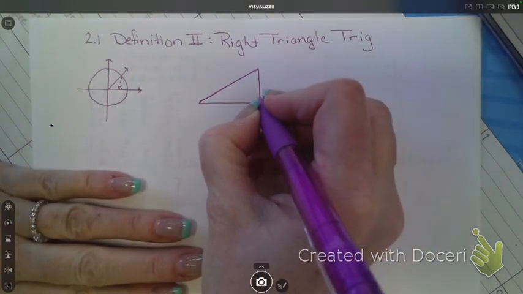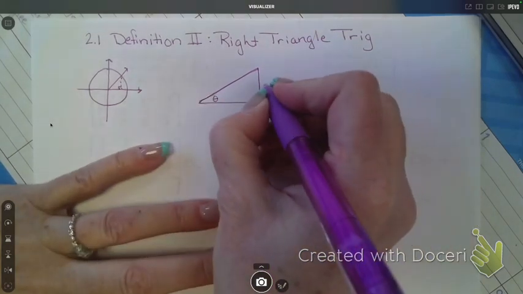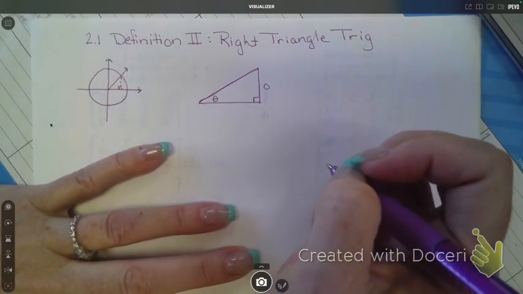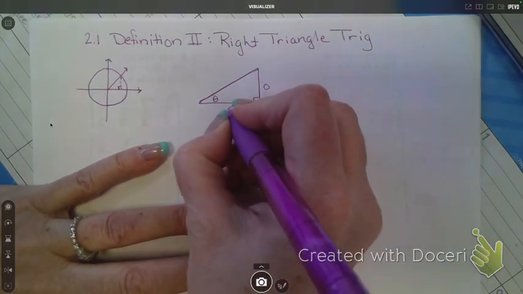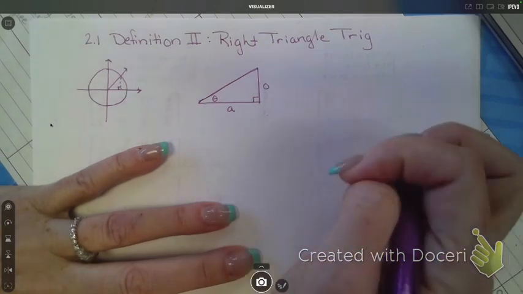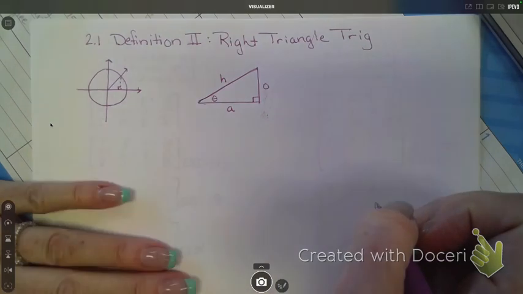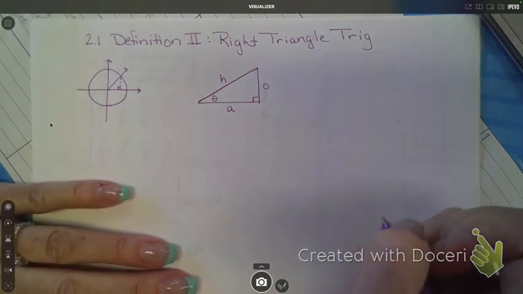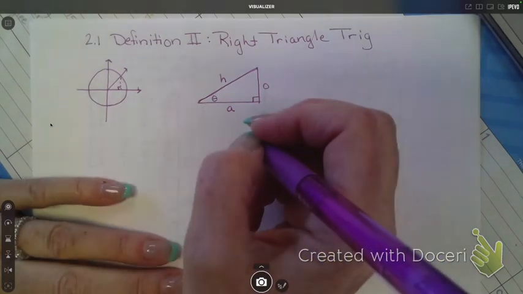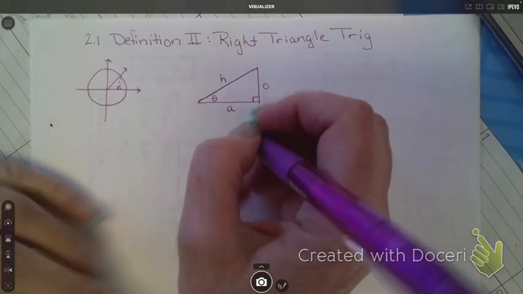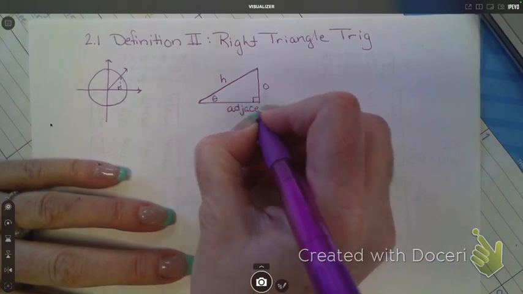So we have a right triangle, we have an angle, and we're going to use opposite. Do I need to write opposite, or is O enough? That's fine. Okay, opposite. What's A stand for? Adjacent, and H stands for hypotenuse. You have done this definition before, yes? In geometry. How do you spell adjacent? Adjacent is A, D, J, A, C, E, N, T.